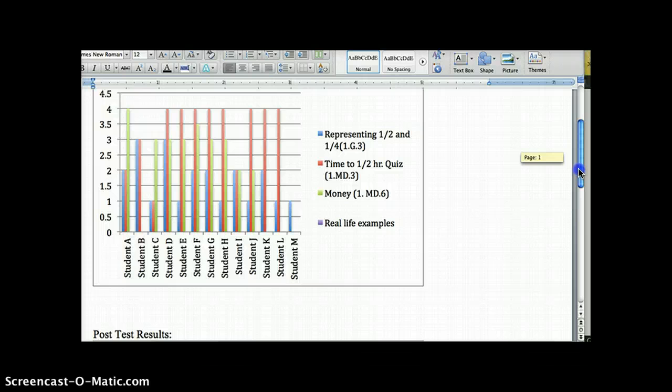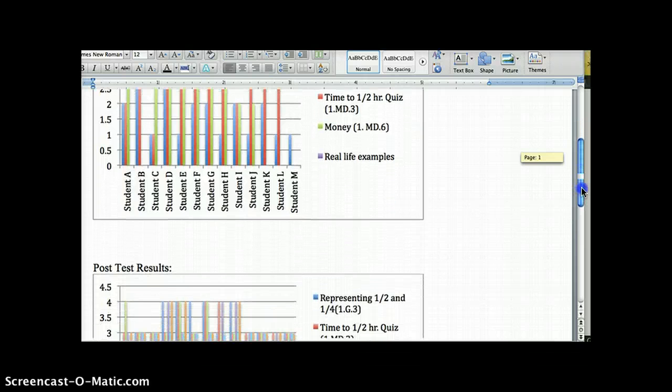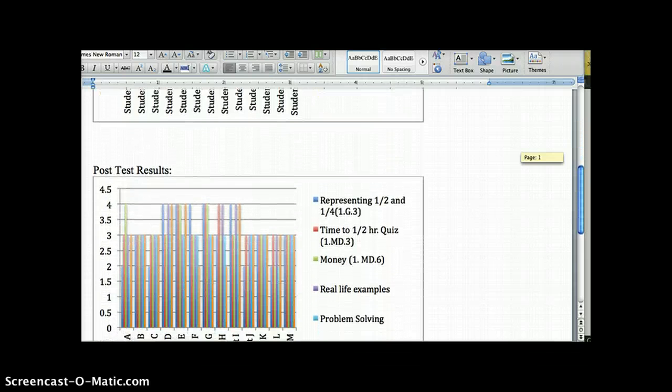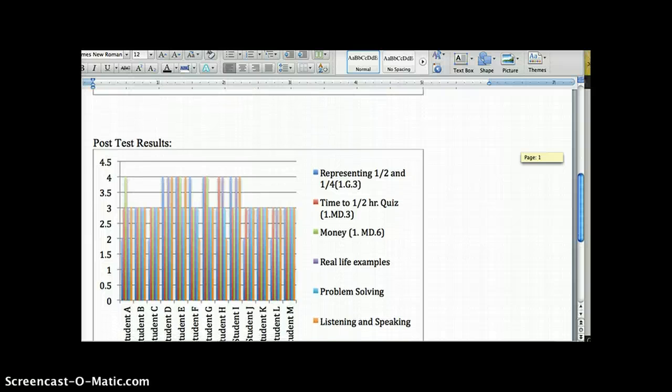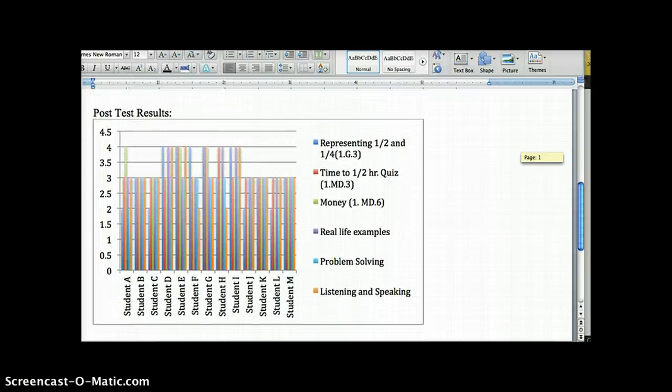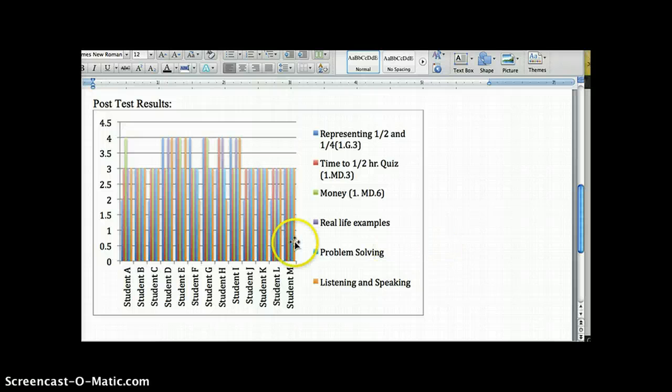After the student presentations using the VoiceThread and the Show Me, I tested them again. I used the rubric to assess their understanding, and this is the level of understanding that they were showing. Almost everybody is at the proficiency level, with several students going above and beyond in several categories. So I was pretty excited with these results.